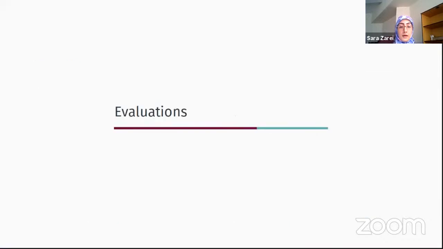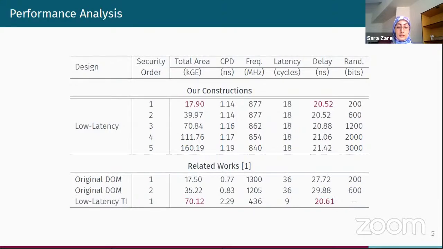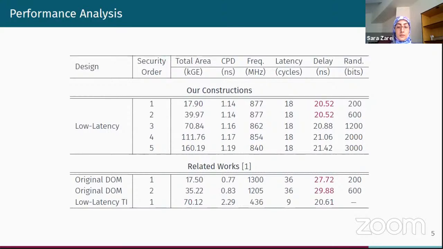We have reported the results of the performance of our design from its first to fifth order secure implementations, which show that compared to the other proposed first order low latency design, ours achieves around 74% lesser area consumption with almost the same delays, and compared to the original D+1 masked implementations, ours has about 26 and 31% lesser delays at its first and second orders, respectively.